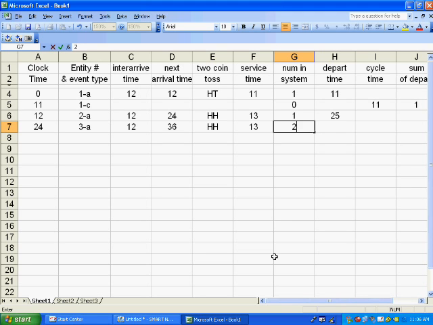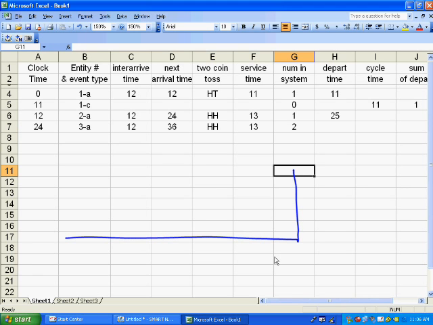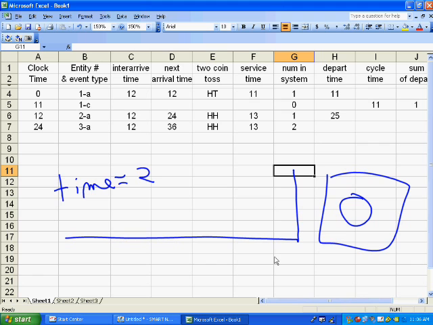We cannot calculate a departure time because this entity is in the queue. If you think of a picture, let's see if I can draw a picture in here. It looks like this. This is at time 24. We're describing everything how the system looks after 24 time units. It's going to look like this.